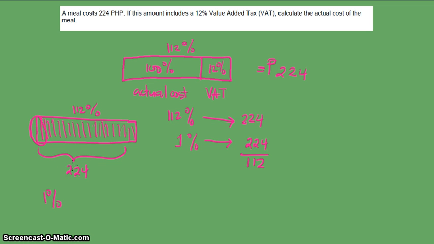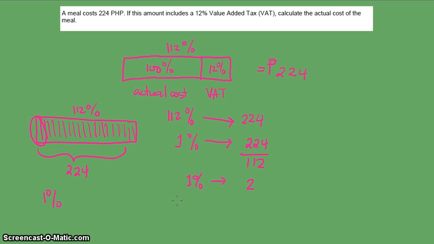So to get that, as you can see, we divided the 224 into 112 small boxes. And that is why we are dividing 224 by 112. So 224 divided by 112 will be equal to 2. See, it's just half of 224. So every percent, 1%, is equivalent to 2 pesos.